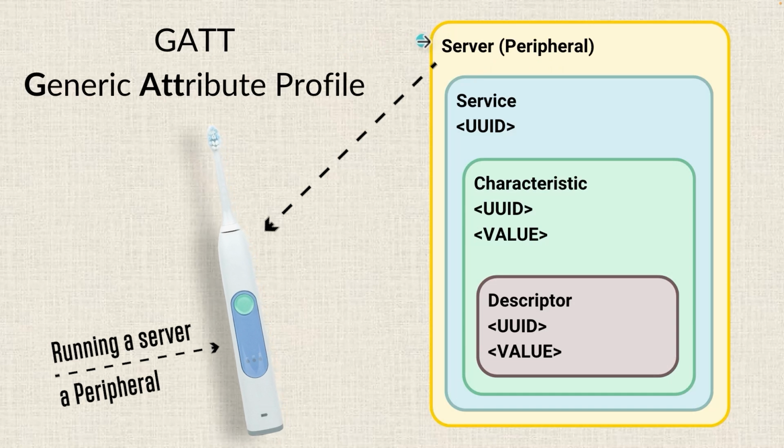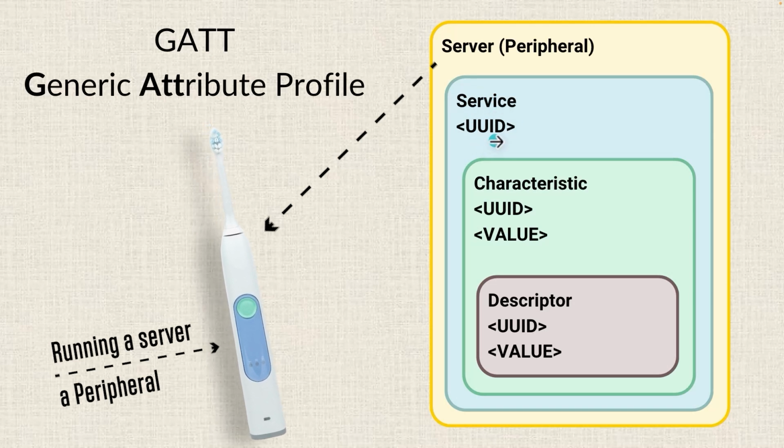Now, the toothbrush can have one or more services associated with it. So maybe one of the services it has is user data, and maybe it has another service that talks about power consumption or something like that. And each service has this thing called a UUID associated with it, which is a universally unique ID.